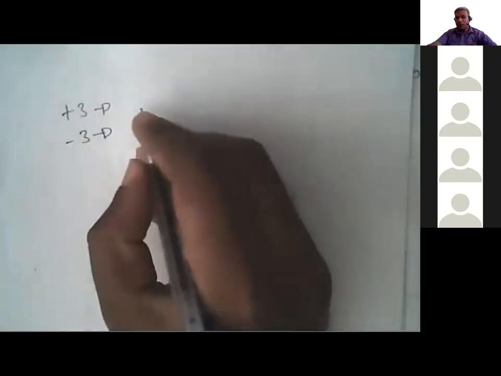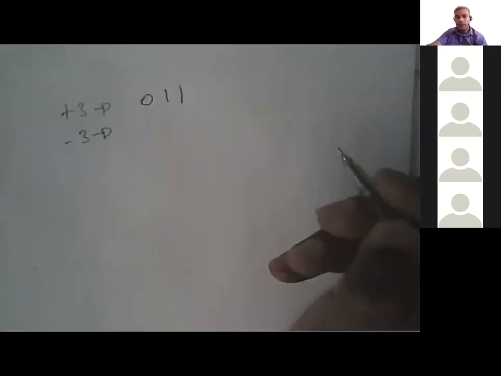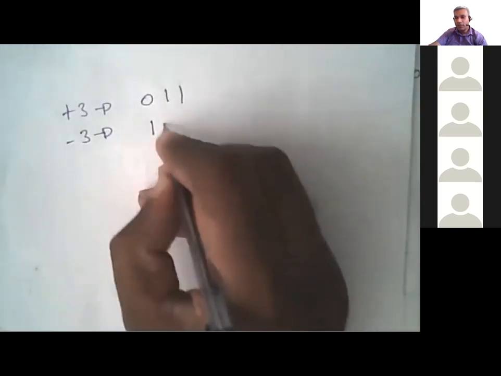Good. Now +3 can be represented using 0, 1, 1. And if it's 1's complement and you want to get the minus value of this, you simply say 1, 0, 0.